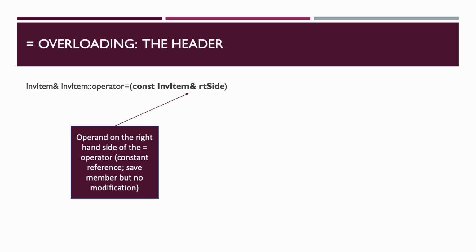So if we pass the rt_side object by value, it would create a copy of the object. This could be inefficient, especially if INV_item is a large object with many members. So by passing it as a reference using the ampersand symbol, we avoid copying and instead work directly with the original object.